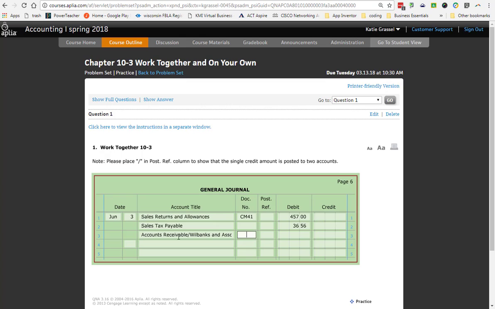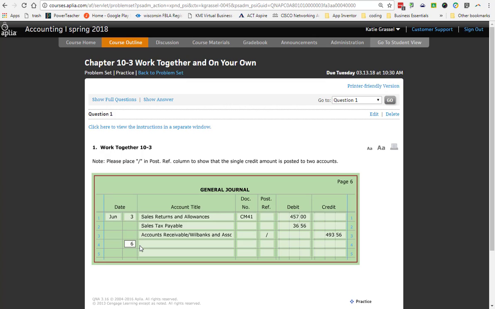So I have to put a slash in this post reference, because when I go to post this, I have to post it to the account accounts receivable as well as to the account Wilbanks & Associates. If you forget that slash mark, Aplia will mark that whole line wrong. And this is going to be where I put in the total amount that Wilbanks & Associates returned, which is $493.56. So that is returning a product from a customer that paid sales tax.